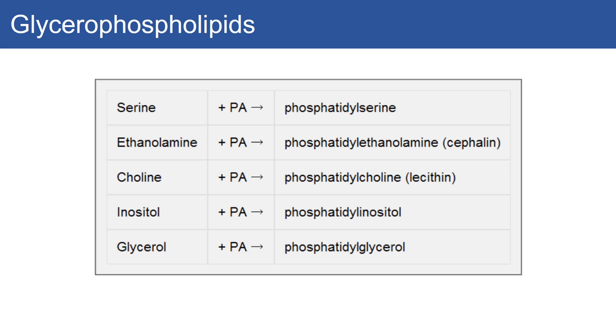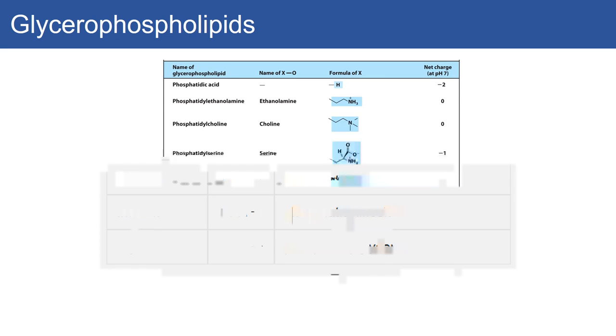Here are the 5 major glycerol phospholipids. Phosphatidylserine, if we put a serine on for that amino alcohol. Ethanolamine is phosphatidylethanolamine. Phosphatidylcholine, lecithin, and phosphatidylinositol. We'll talk about that. That's the basis for a GPI anchor. Phosphatidylglycerol. Those are all glycerol phospholipids.